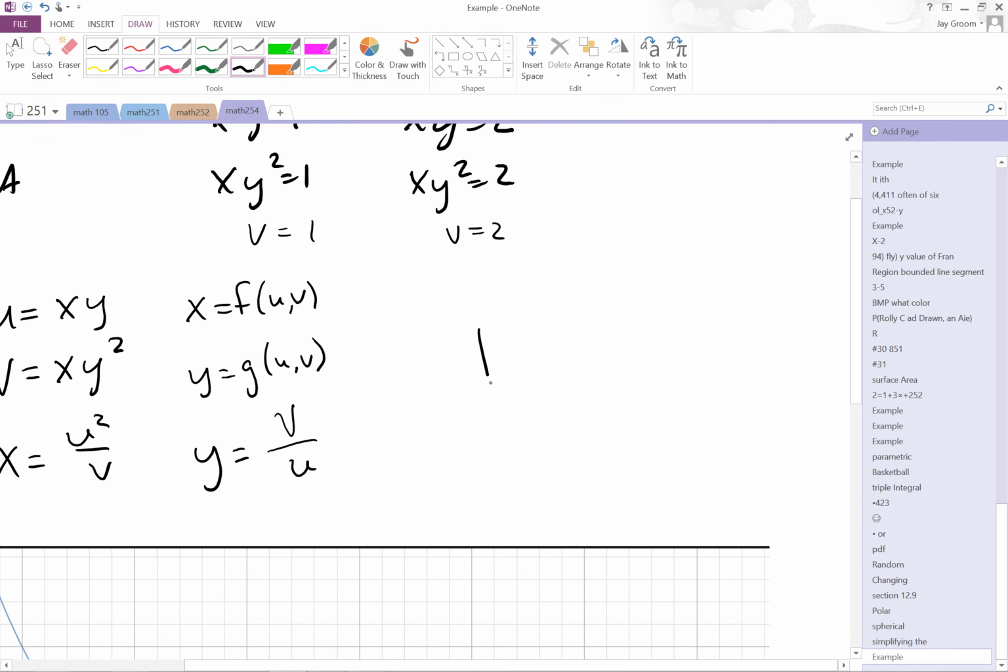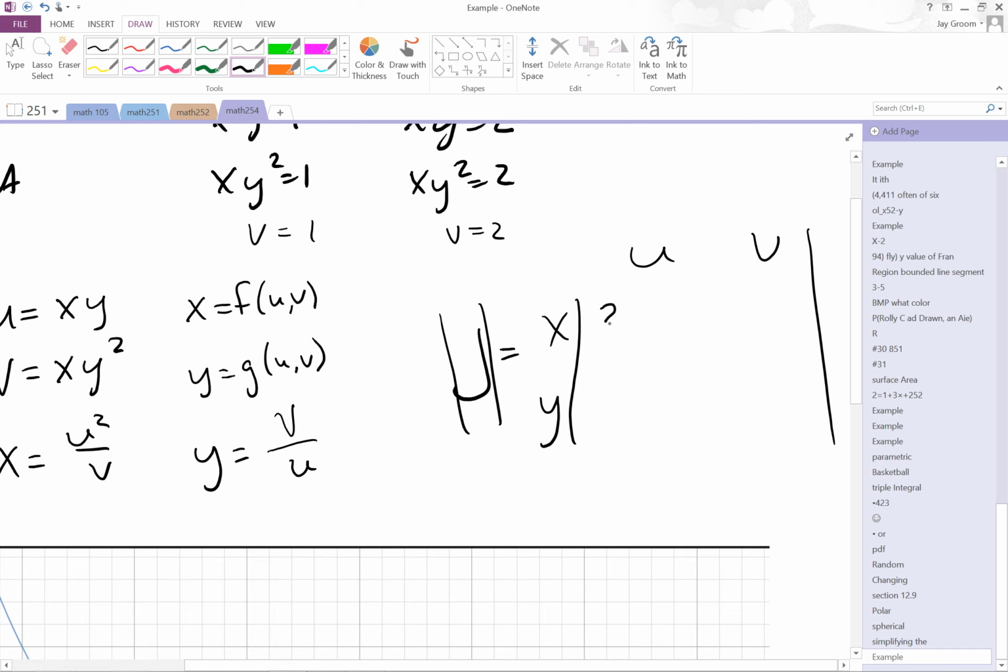So then my Jacobian is, again, x and y, u and v. With respect to u, that's going to be 2u over v. With respect to v, it's going to be minus u squared over v squared, I believe. The derivative of this with respect to u is going to be negative v over u squared. And this is going to be 1 over u.